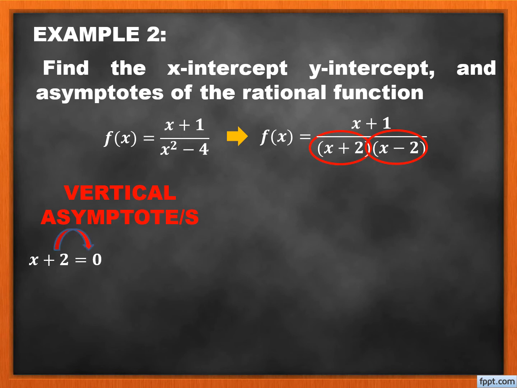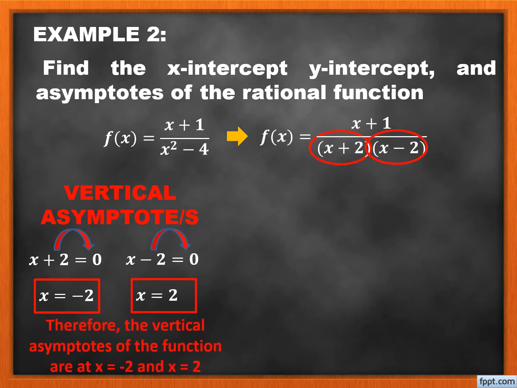Starting with x plus 2 equals 0. Transposing positive 2 to the right side, we have x equals negative 2. Then the other factor, which is x minus 2, equate it to 0. Transpose negative 2 to the right side, we're going to have x equals positive 2. So therefore, the vertical asymptotes of the function are at x equals negative 2 and x equals 2. That means we have two vertical asymptotes.